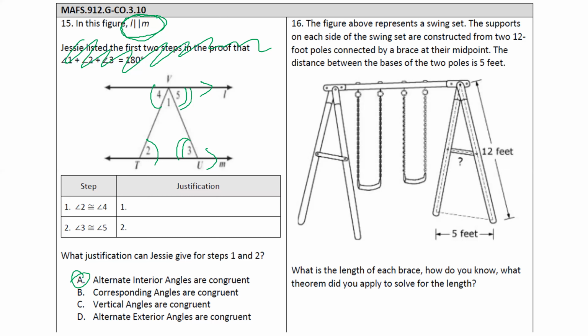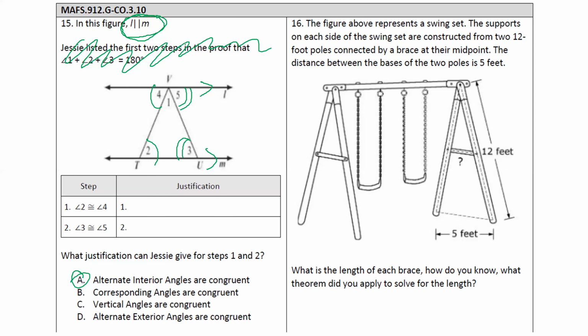one thing that you have to be careful of on a problem like 15, if you look at all the answer choices, every single statement there is a correct statement, right? Alternate interior angles are congruent, corresponding angles are congruent, vertical angles are congruent, alternate exterior angles are congruent. Again, you just have to make sure that on this one, they matched what was given to you in the diagram as well. So be careful.